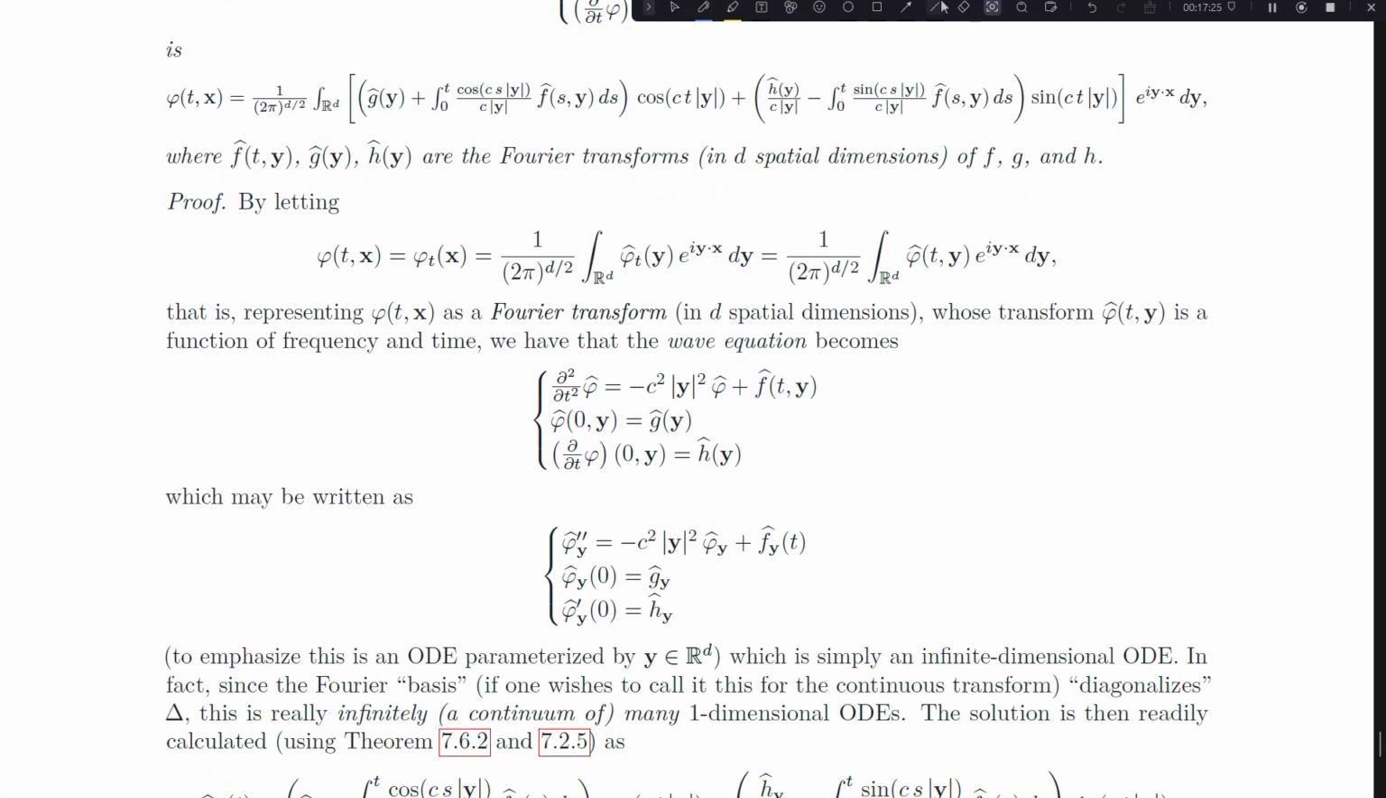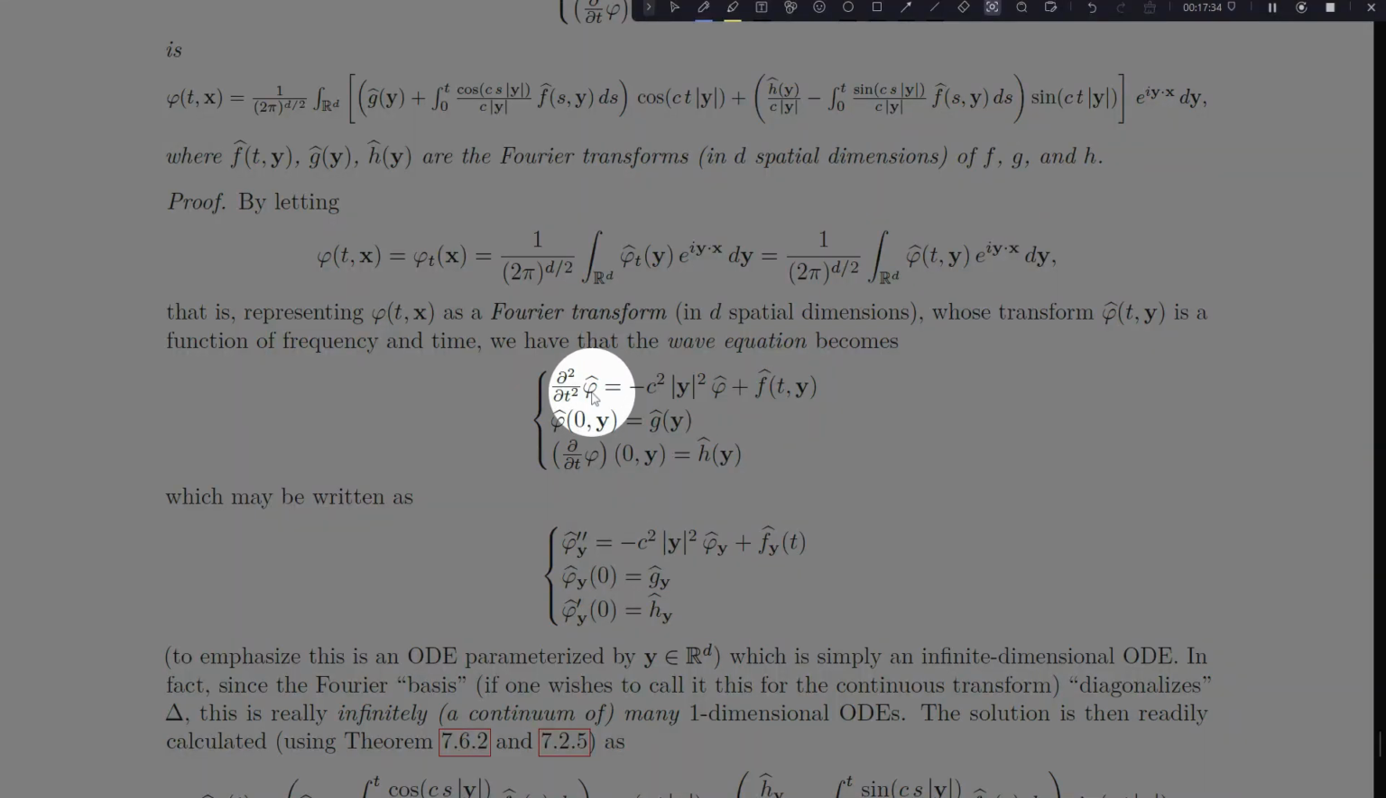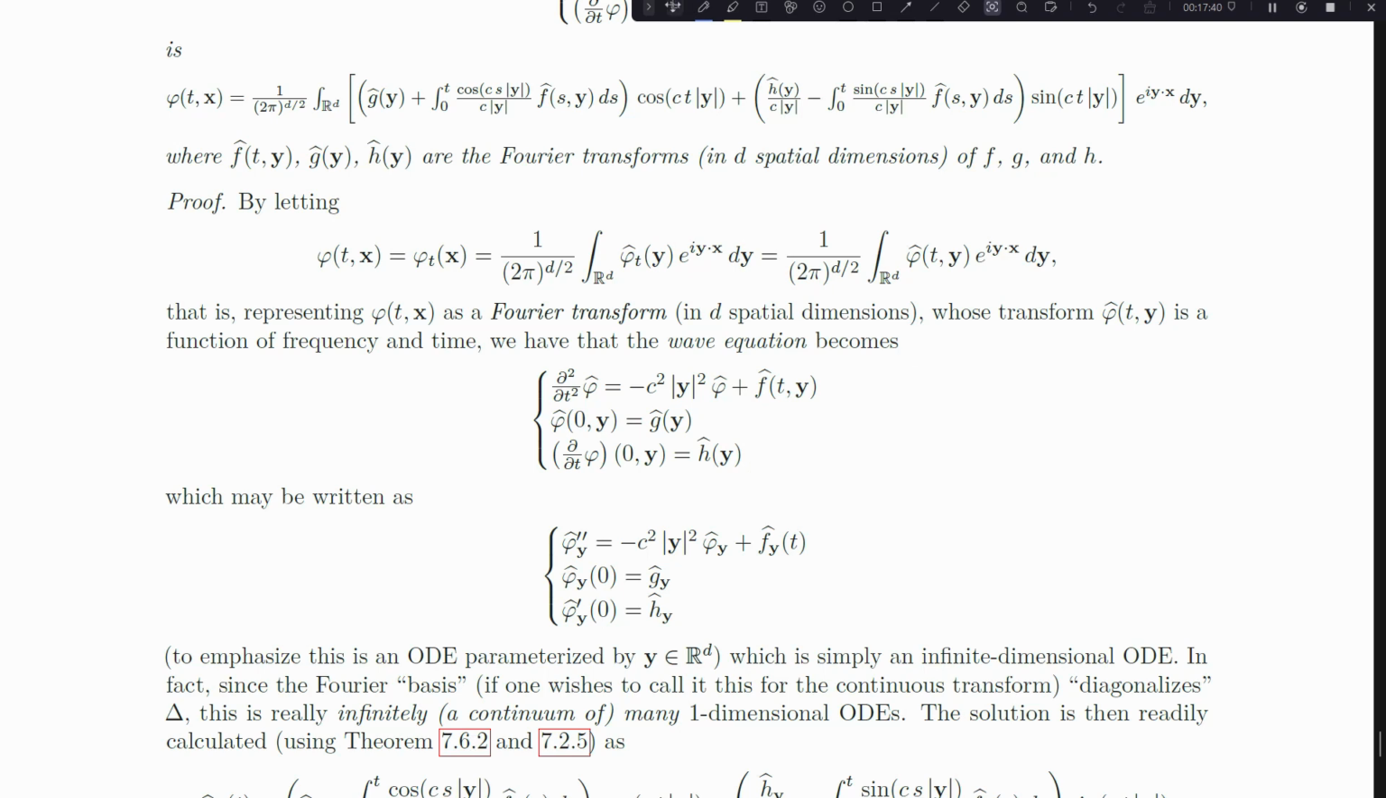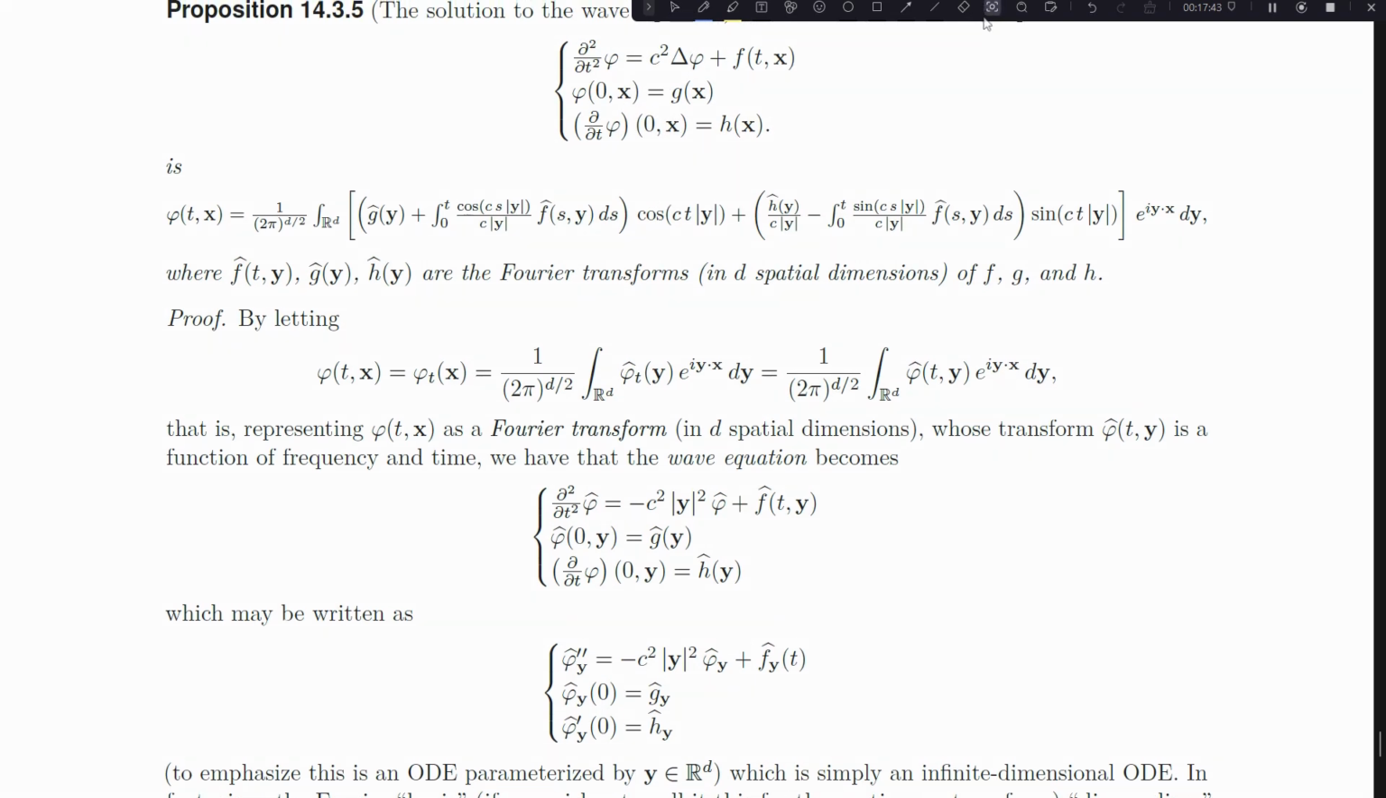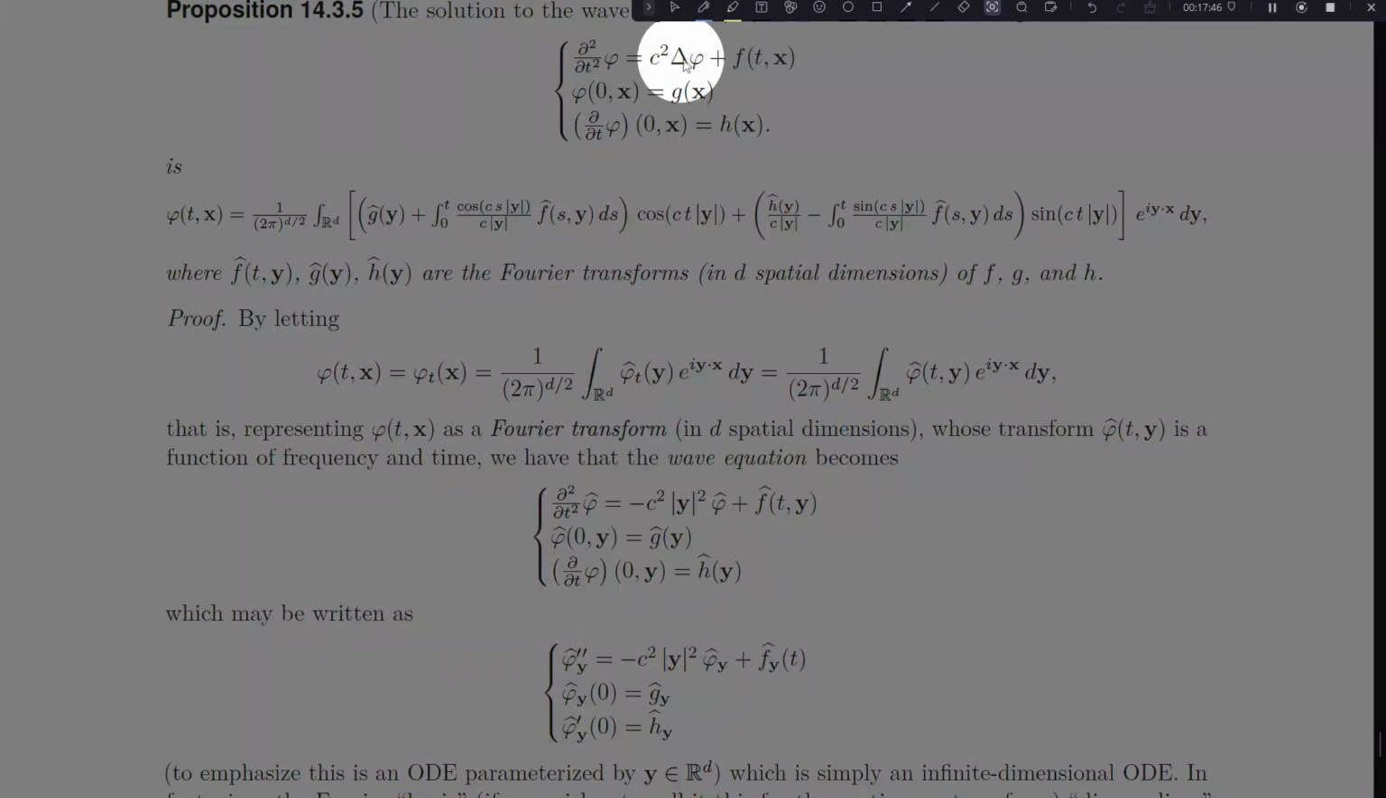We're going to compute the Fourier transform of phi only in space. Okay, so the Fourier transform of phi in space, if I transform the entire PDE, I get the following, right? Because we should recall from chapter 9, when we had the Fourier transform, the second derivatives become negative y squared. So the second derivatives in y become negative y squared. I'm just transforming f in space.